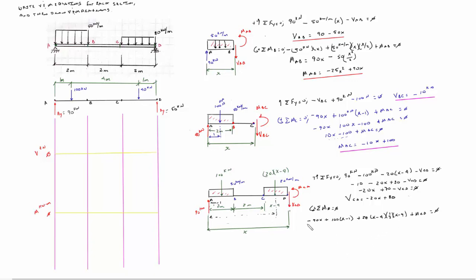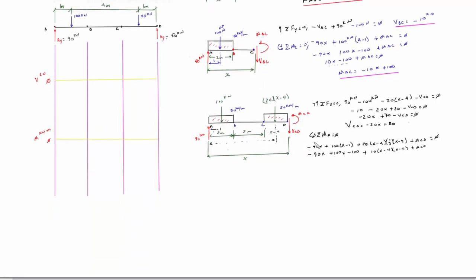So now let's clean up some of this stuff. So I'm going to have negative 90x plus 100x minus 100. Now here, if I'm saying 1/2, I can make that 10. So that's going to be 10. This is going to be plus 1/2, so that's going to be 10. So then I'm going to have x minus 4 times x minus 4 plus MCD.